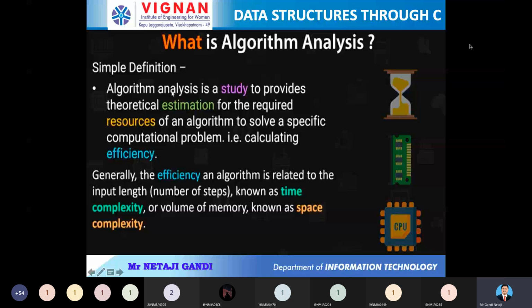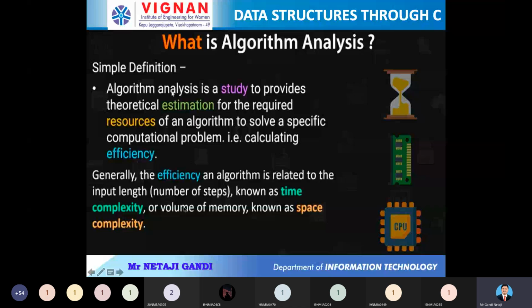Generally, the efficiency of the algorithm is related to the input length. Suppose you are giving the input to display the numbers 1 to 100, the input is 100. If you use 1000 numbers or 10,000 numbers, the problem complexity increases: the number of iterations and the time to execute that program. Printing 100 numbers takes very little time, 1000 numbers takes more time, and 1 lakh numbers takes more and more time. So according to that, the time is very important. That is known as time complexity.